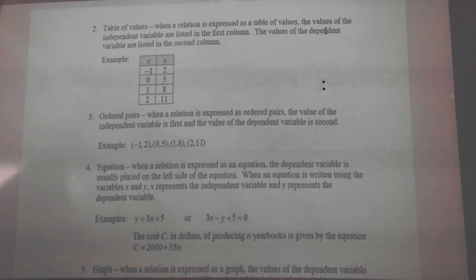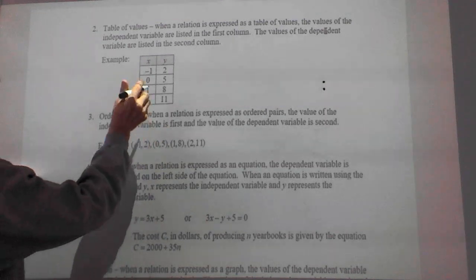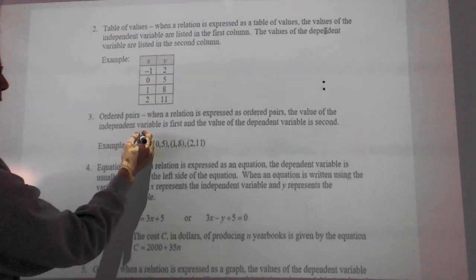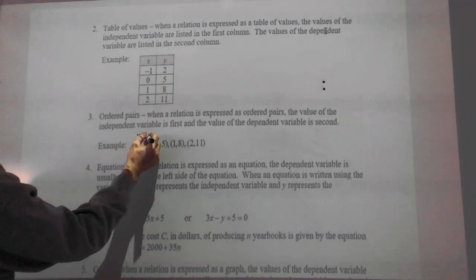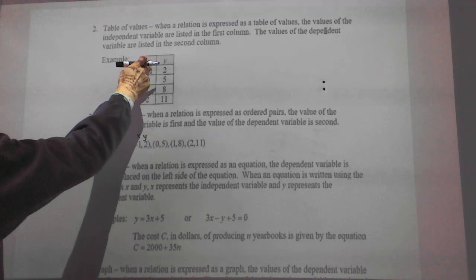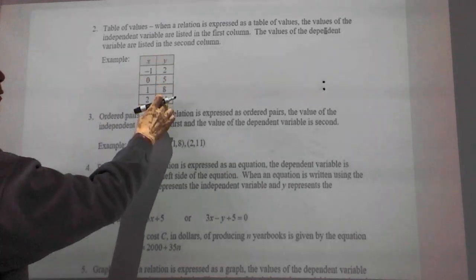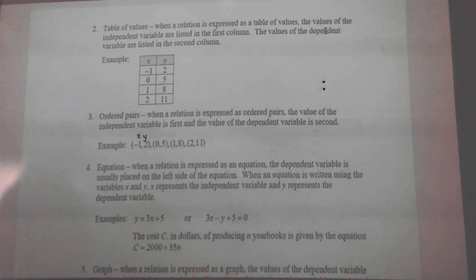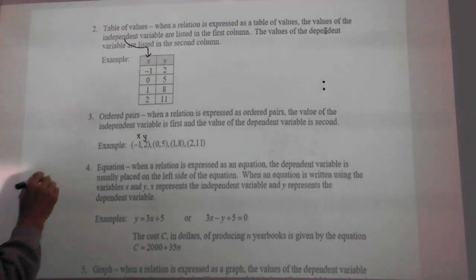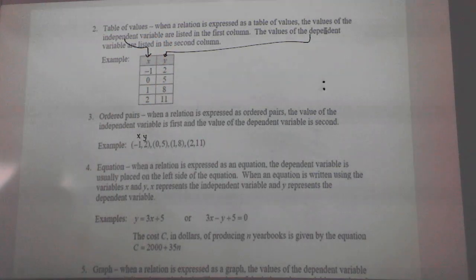Just a reminder that generally if you're given a table of values or you're given an ordered pair, the x always comes first and the y always comes second. So this would be your x coordinate and this would be your y in an ordered pair. Okay? Just as the first value, the x value, is given in the first column and the y value in the second. Okay? Remember, the independent variable is always the x variable. The dependent variable is always the y. Okay?